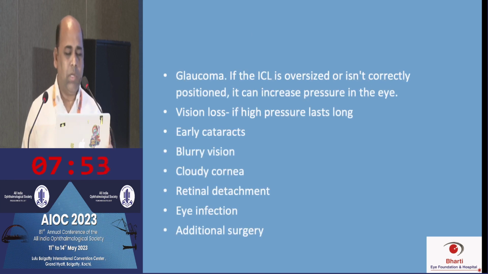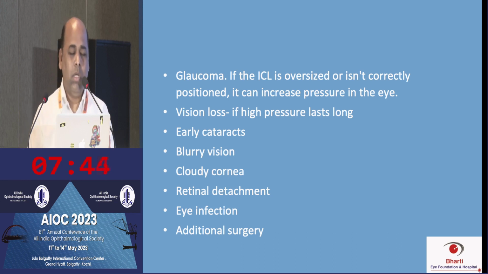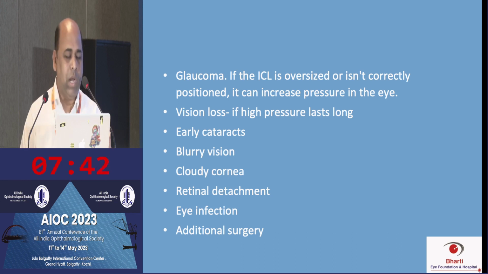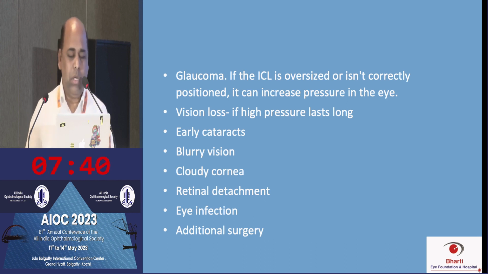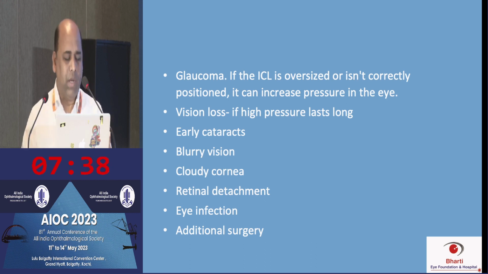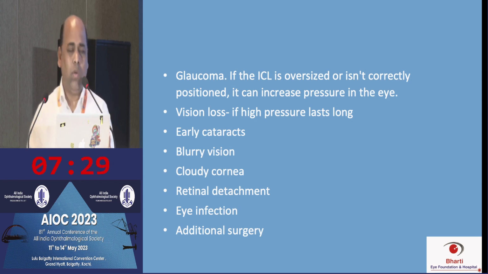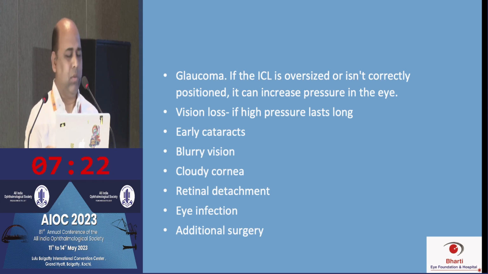So these are some of the complications like glaucoma. If the ICL is oversized or isn't correctly positioned, it can increase the pressure in the eye, with vision loss if high pressure lasts long. Also early cataracts, blurry vision, cloudy cornea, retinal detachment, intraoperative infections, or the need for additional surgery. So proper preoperative workup is very important: detailed retina examination, sealing the weak areas of the retina, and looking for the cataract status. Don't miss any pre-existing cataract or opacities in the lens. We should avoid ICLs in those cases.